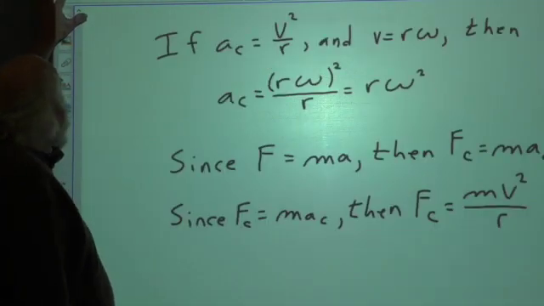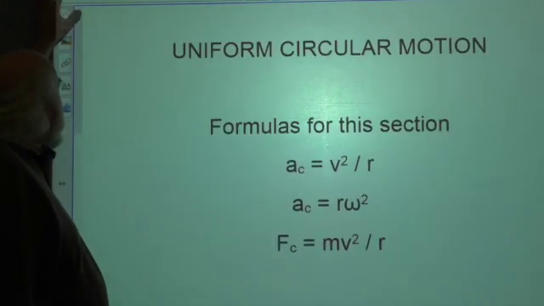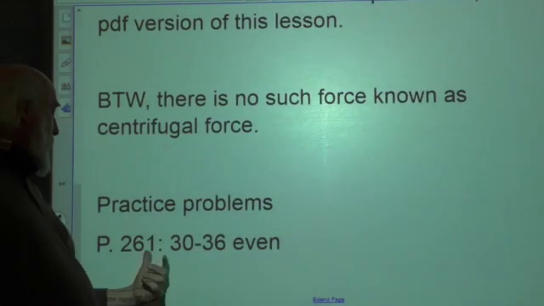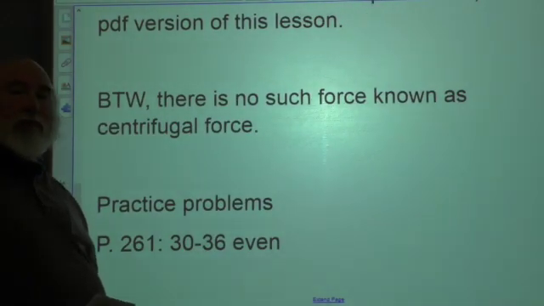So, your homework assignment: 30 through 36, even, on page 261. Have fun!